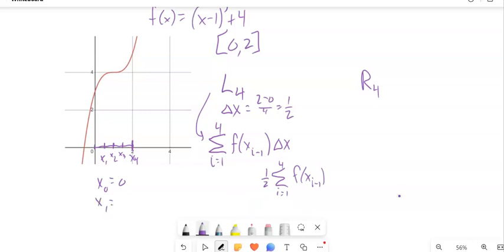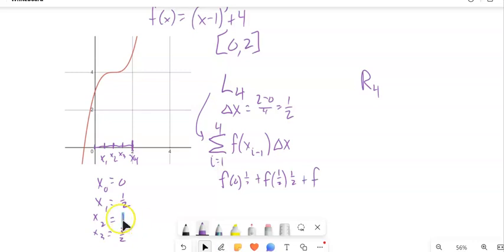So if this is this, the first one is 1/2. The second one plus 1/2 again would be 1. The third one would be 1.5 or 3/2. And then the last one. Oh, I don't need the last one because I've got 4 of them. So basically, what I'm going to have is f of 0 times 1/2 plus f of 1/2 times 1/2 plus f of 1 times 1/2 plus f of 3/2. Right, because f of 0 times 1, oops, sorry, is this rectangle right here.